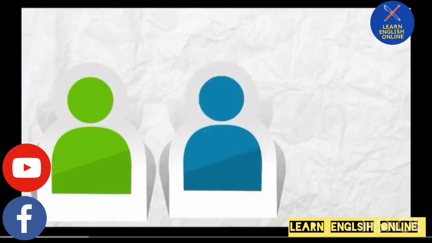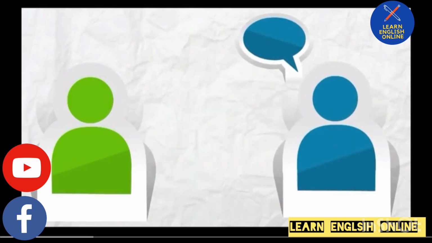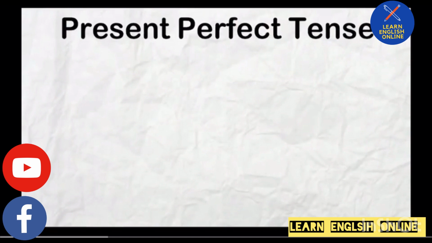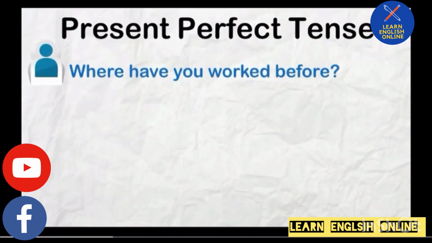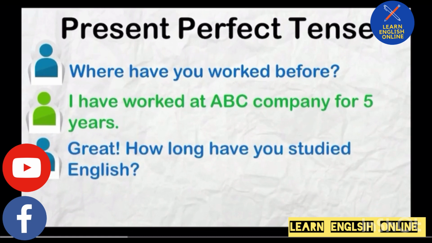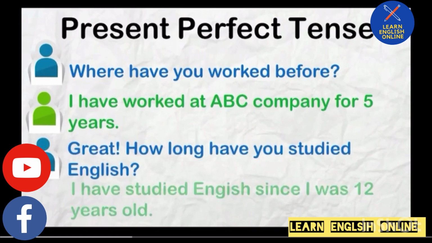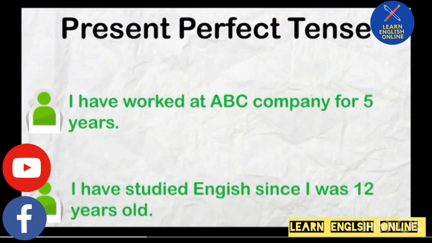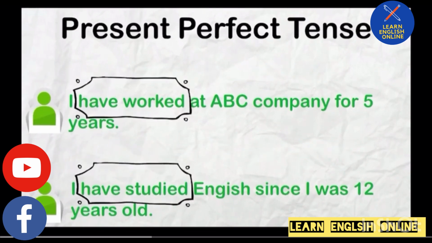That means that somebody will ask you questions about your past experience, and you'll have to answer those questions using the present perfect tense. For example, you may be asked, where have you worked before? And you'll answer, I have worked at ABC Company for 5 years. Great! How long have you studied English? I have studied English since I was 12 years old. In each of your answers you used the present perfect tense, have worked and have studied, along with for and since.